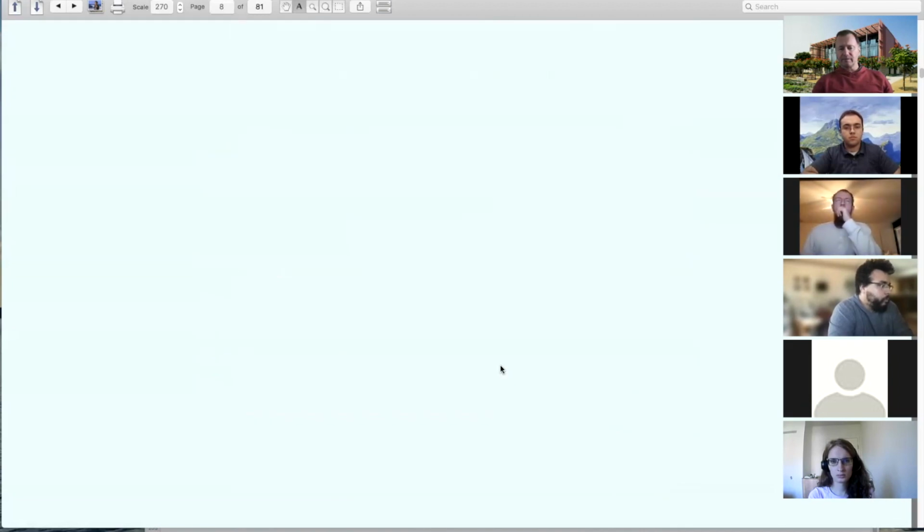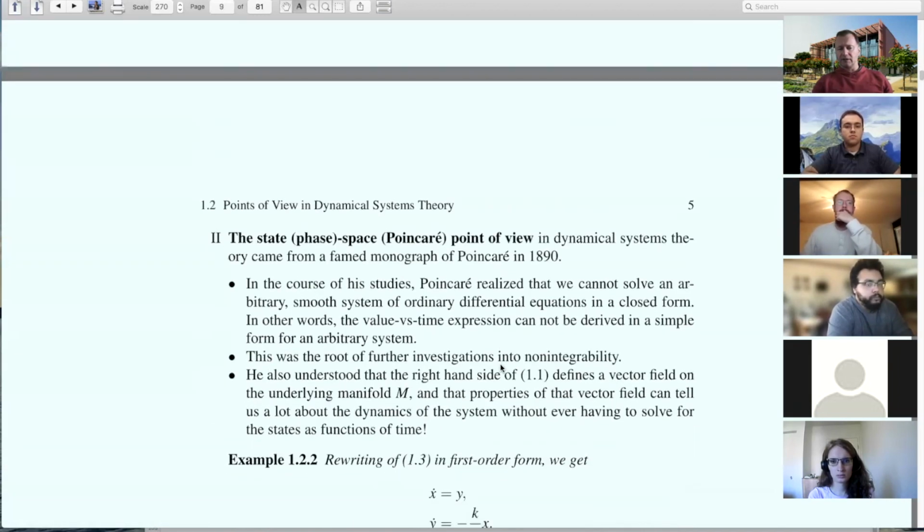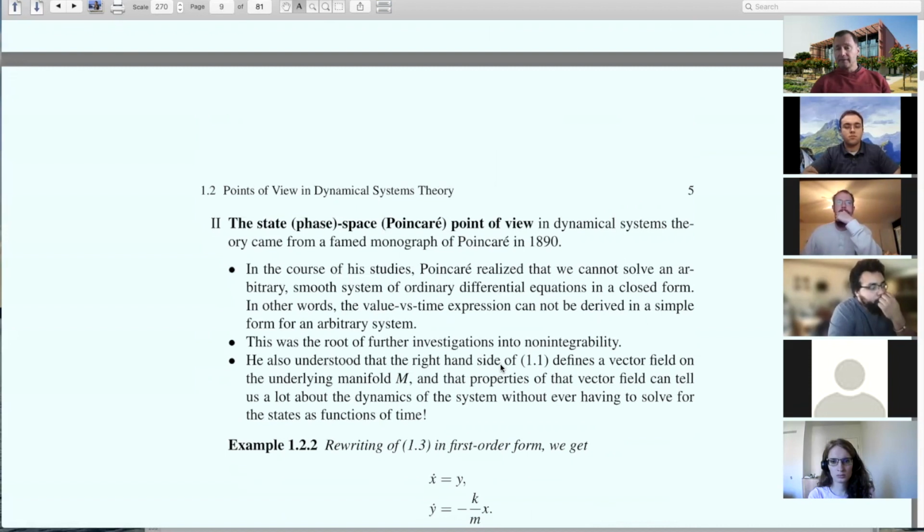The system that occurs in planetary dynamics is non-linear because the law of gravity has that 1 over r, the inverse of the distance, in it, and that's a non-linear function. And it was realized by Poincaré that when you work on such a three-body problem, you cannot really write down the position versus time and momentum versus time in a closed form.